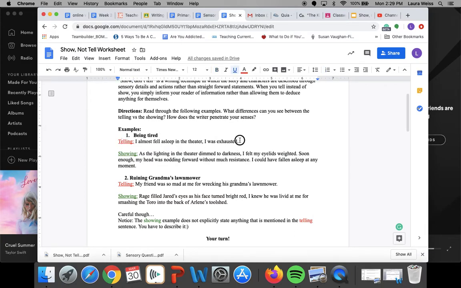Here's the telling sentence. I almost fell asleep in the theater. I was so exhausted. Okay, very straightforward. This reader is telling you, in the theater, I was so tired I almost fell asleep, right? Like I was tired, I almost fell asleep in the theater.